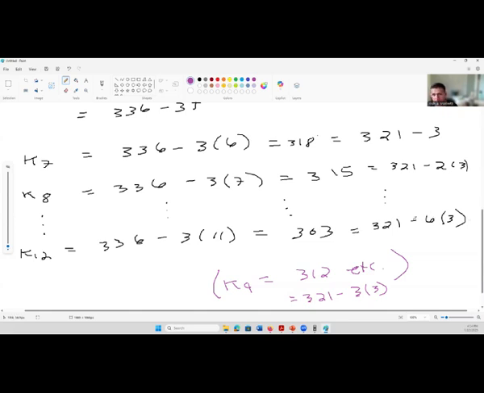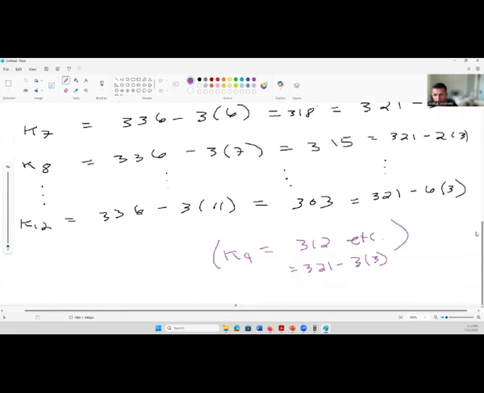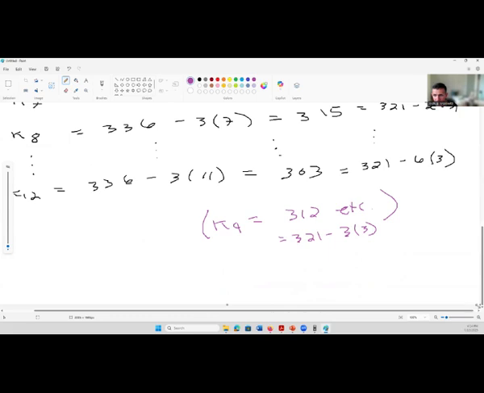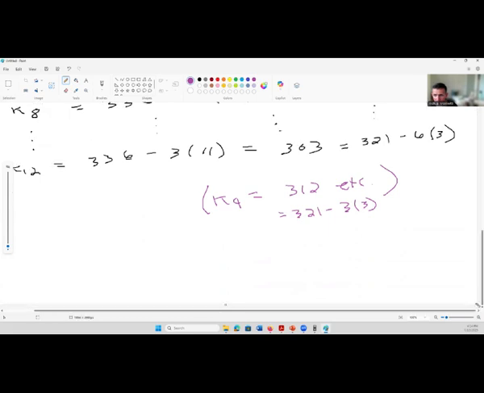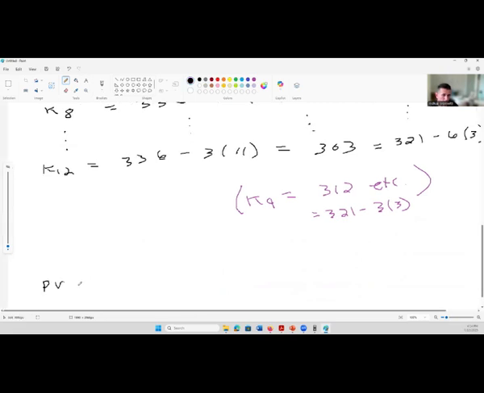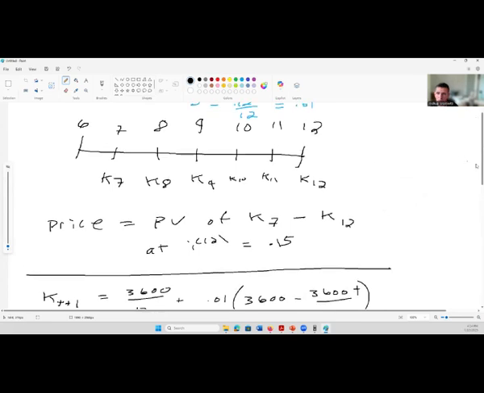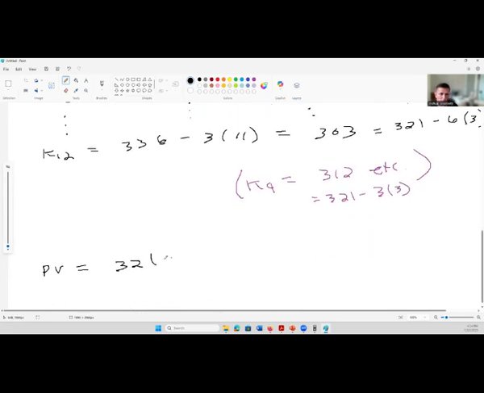So it's 321 minus a decreasing annuity starting at 3. So that's really what the payments are. All right, so yeah, present value is 321. This is an annuity immediate based on this time diagram. So 321 A6.